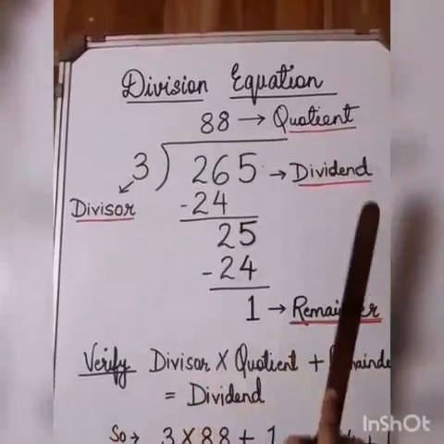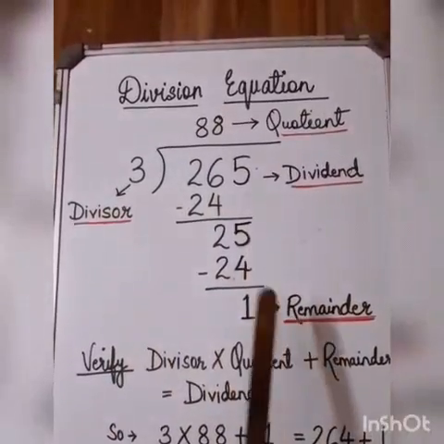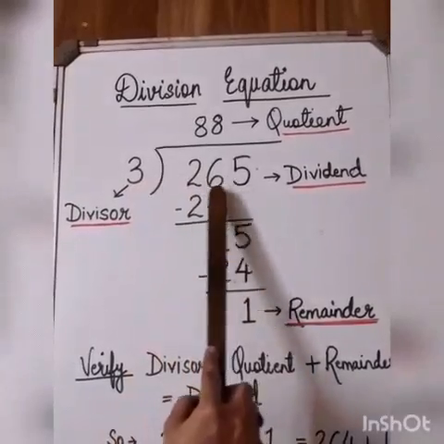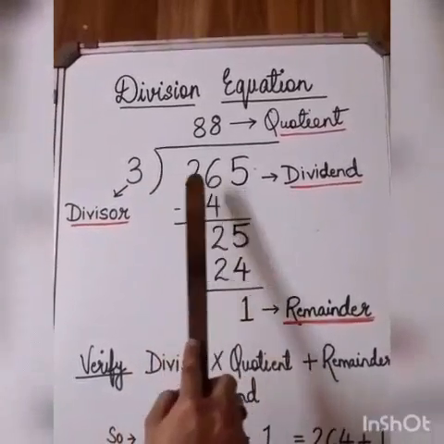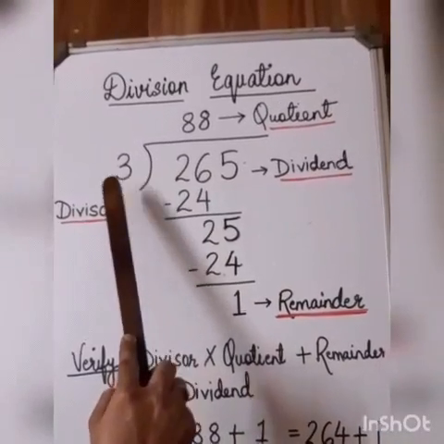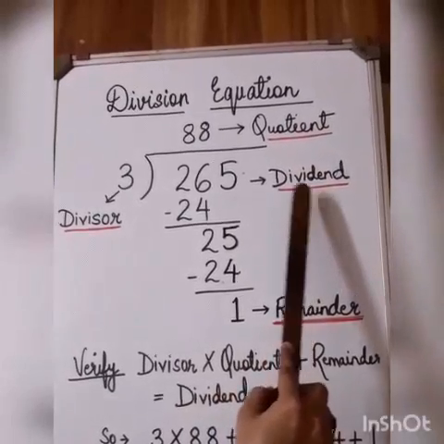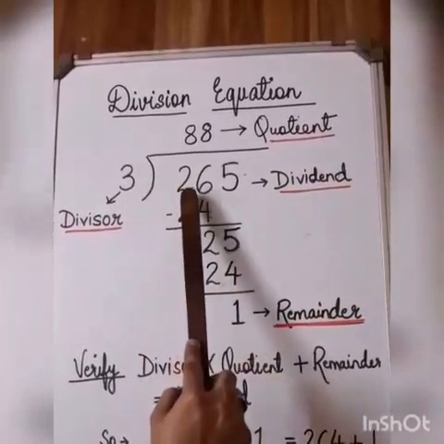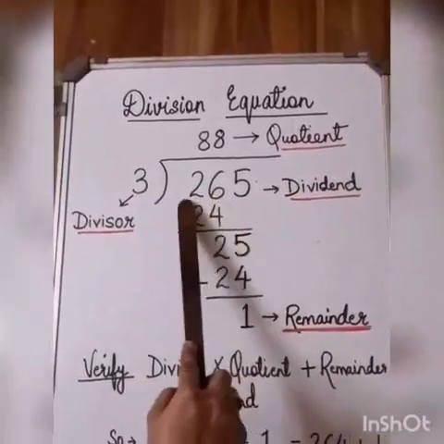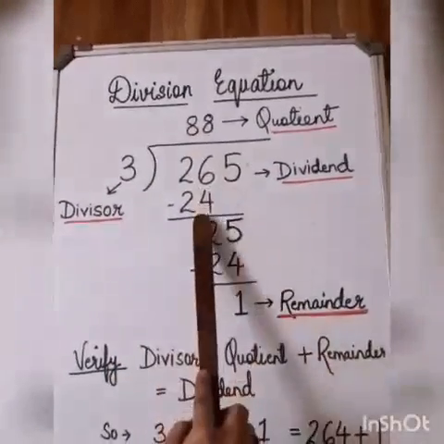So let's do it to know how they will come. So here 3, 265. So we have to divide 265 by 3. So 3 is the divisor and 265 is the dividend. So 3 and 2. Here 2 is smaller than 3. So we have to take the two numbers here. So 3 8s are 24.